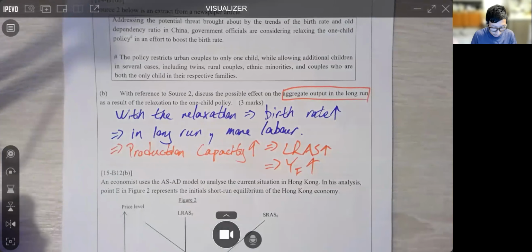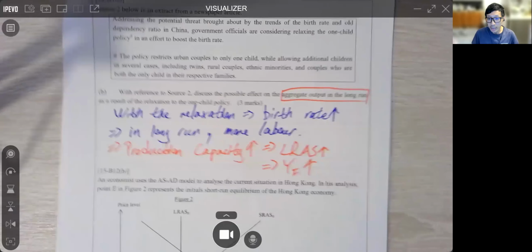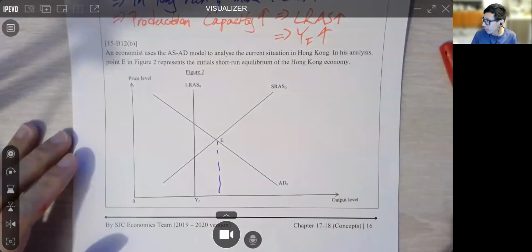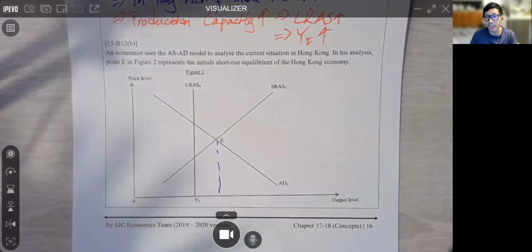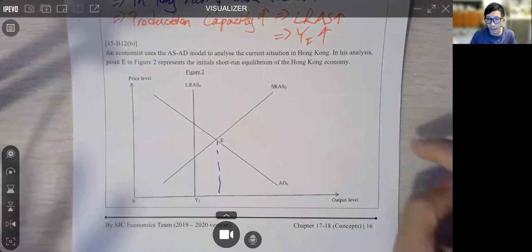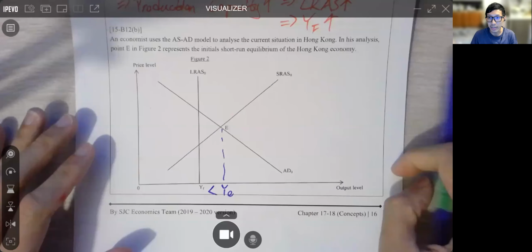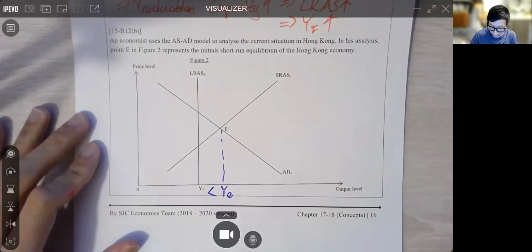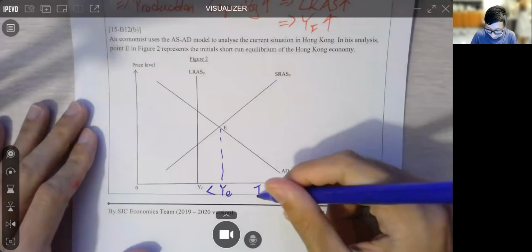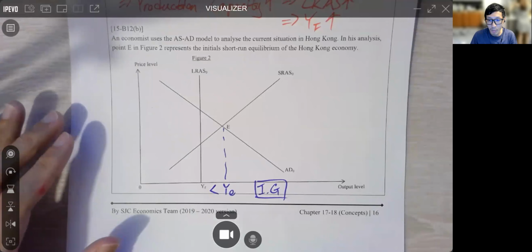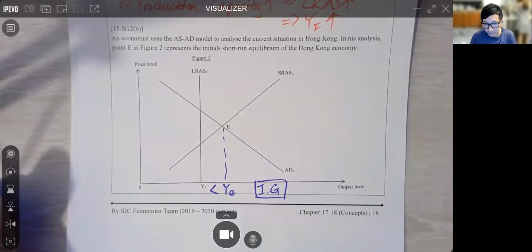Okay, is that fine? It's very simple, I won't waste your time. Next question, you have seen this before, do you remember? In the IG and DG, inflationary gap, deflationary gap. Just a revision. Remember, Y is bigger than YF. What do we call this? This is what we call an inflationary gap, meaning the economy is too booming, an overheated market. Okay, overheated market.